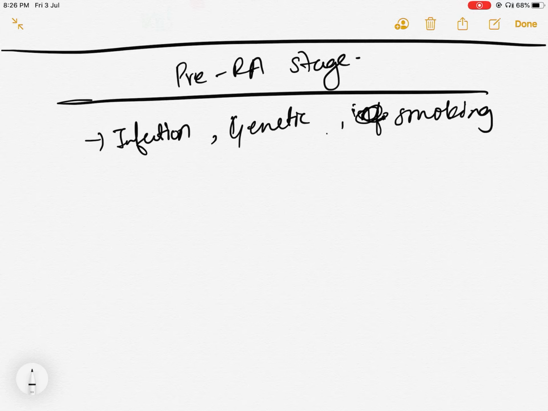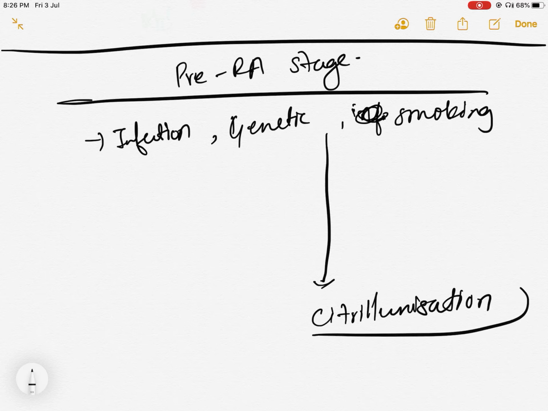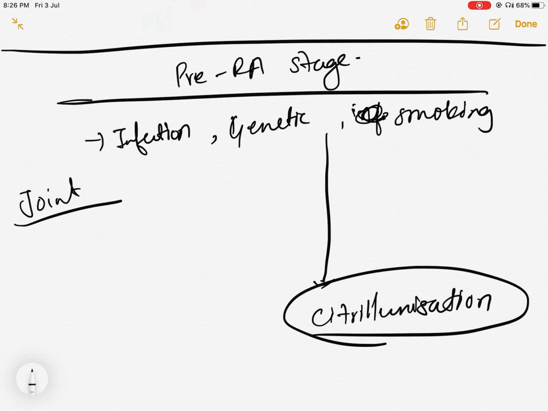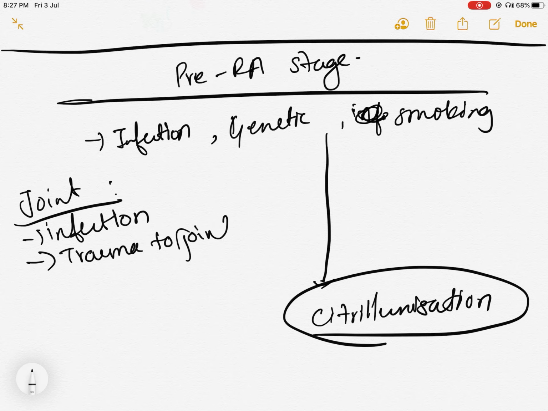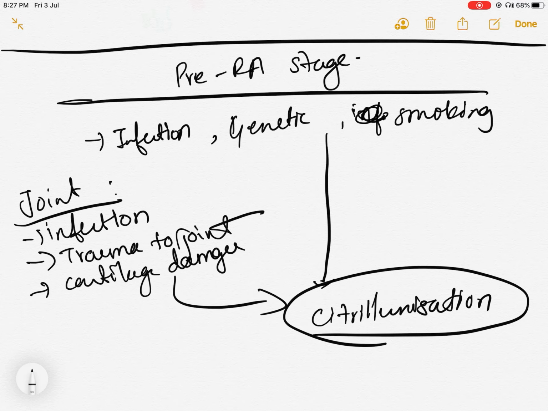This will result in citrullination. This itself can cause citrullination, or in the joint. In the joint, such as joint inflammation like septic arthritis, or trauma to the joint, cartilage damage can also cause citrullination of protein.